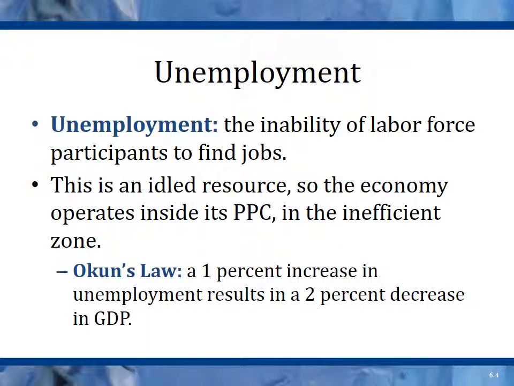Unemployment. Unemployment is defined as the inability of labor force participants to find jobs. So that means that people who want jobs and are looking for jobs can't find them. Okun's law states that there's a 1% increase in unemployment, and that results in a 2% decrease in GDP.